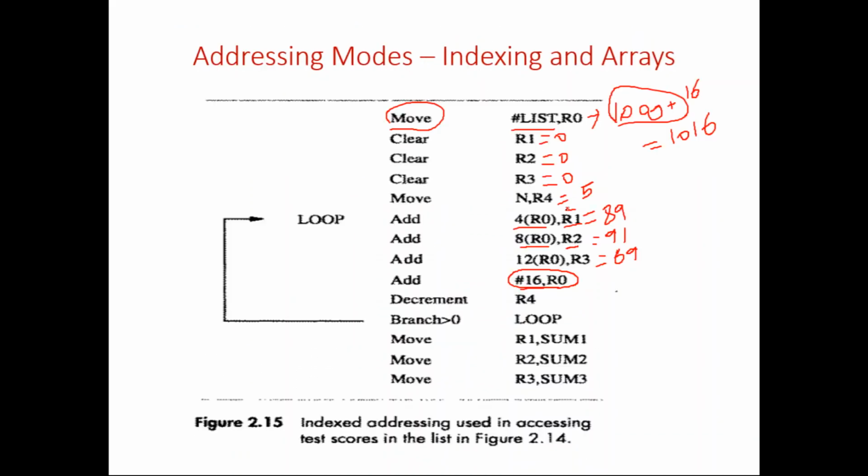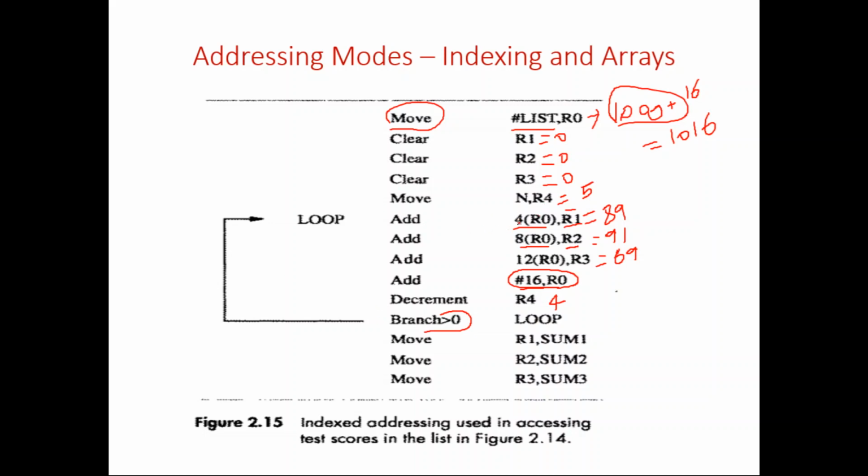Then we decrement R4. R4 contains the number of students. Previously it was 5, now it becomes 4, because we already got the details of the first student. Then we check branch if greater than 0. Did the previous operation result in something greater than 0? Yes, it's greater than 0. So loop, go back again.